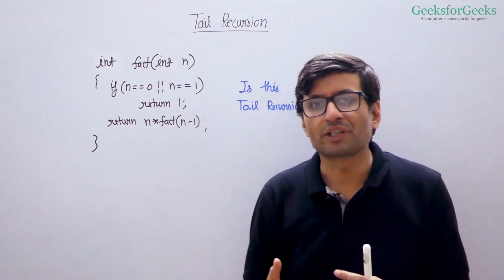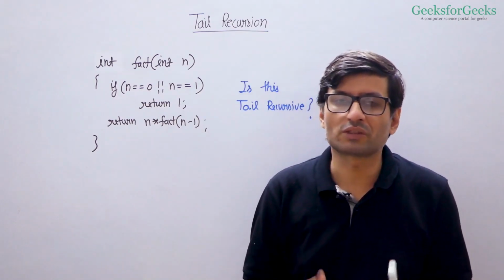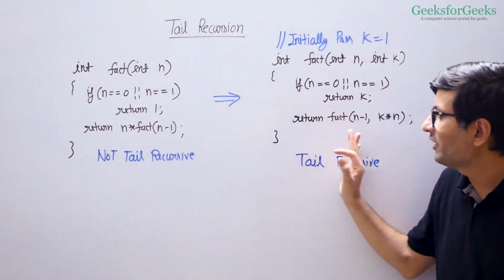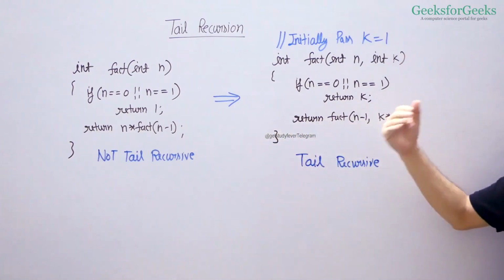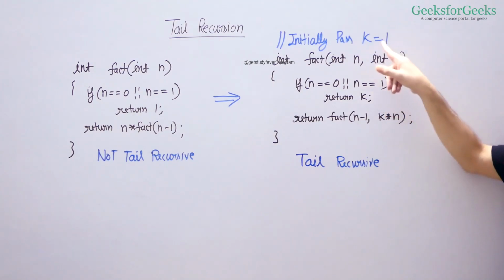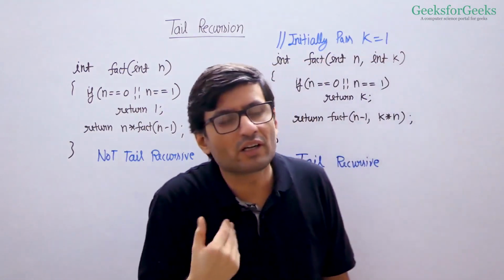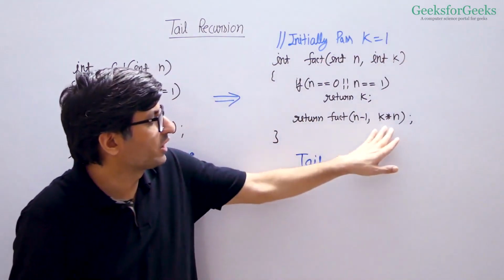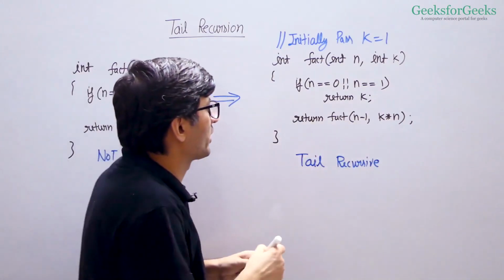Now please pause this video and try to write down a tail recursive equivalent of this function. Here is an equivalent tail recursive code for this function. What we have done here is we have added a parameter k. We initially need to pass this parameter k as 1, right? And when you make a recursive call, you do k into n. So n gets multiplied. Let's do a dry run for this function.